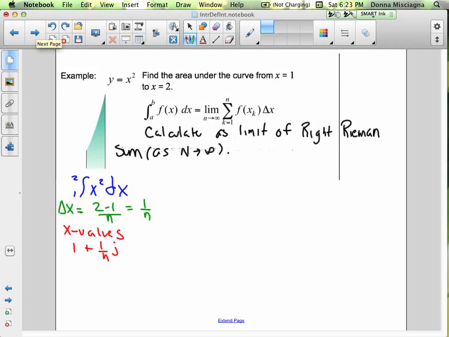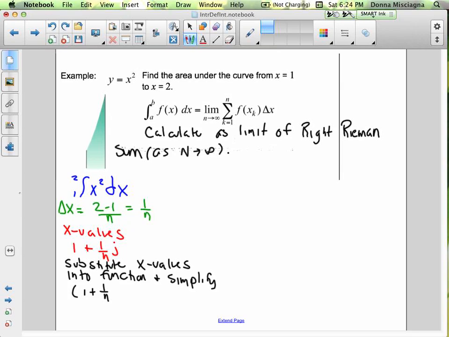Our third step is to substitute the x values into the function and simplify. Right, so that would be x squared. So it's (1 plus 1 over n j) squared. Okay? And let's take care of that. So that would be 1 plus 1/n j times 1 plus 1/n j. If you want, I'll write it below real small.